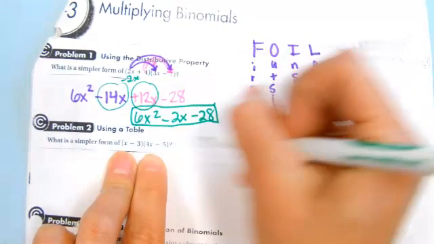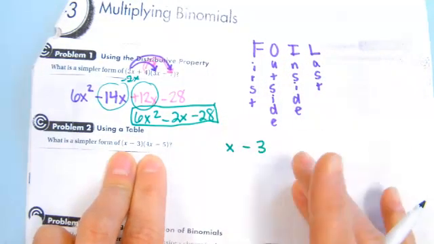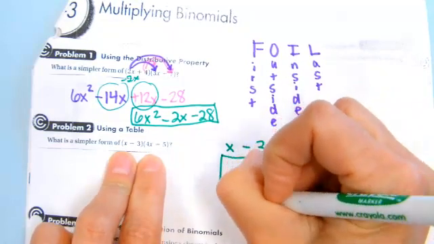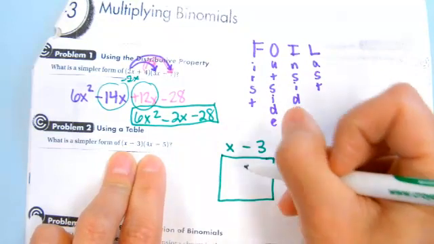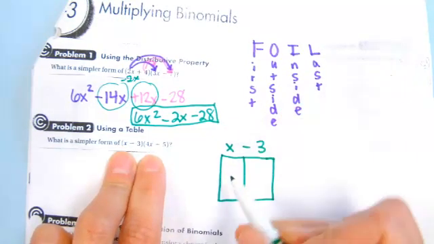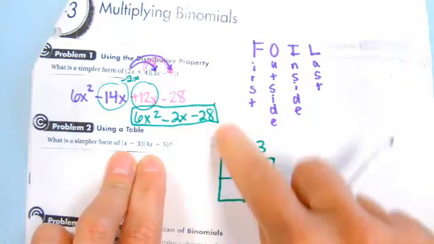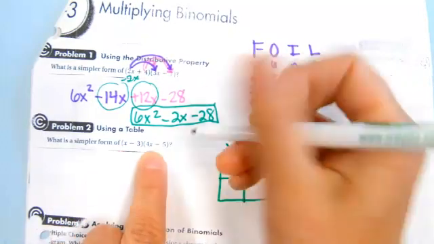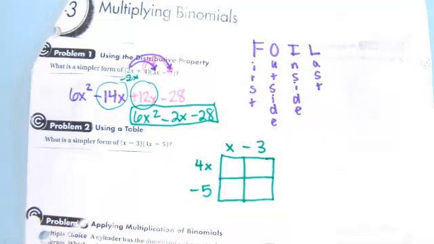So what you do is you take the first one, x minus 3, and you put it across the top. Then you're going to make a square, kind of like a Punnett square that you guys have been working on in science. So you go like this and like this, where the x goes with the first and the negative 3 goes with the second. Then you line up the 4x minus 5 going this way.